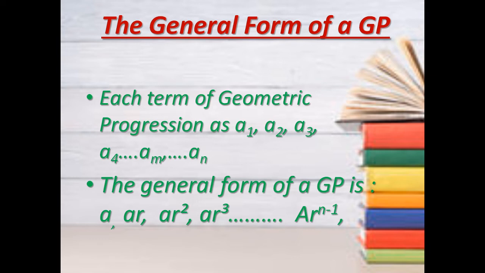Next, the general form of a geometric progression. Each term of a geometric progression is denoted as A1, A2, A3, A4 and so on up to An. Therefore, the general form of a geometric progression is A, AR, AR square, AR cube and so on up to AR to the power n minus 1. This is the general form of a geometric progression. I think we understood it.